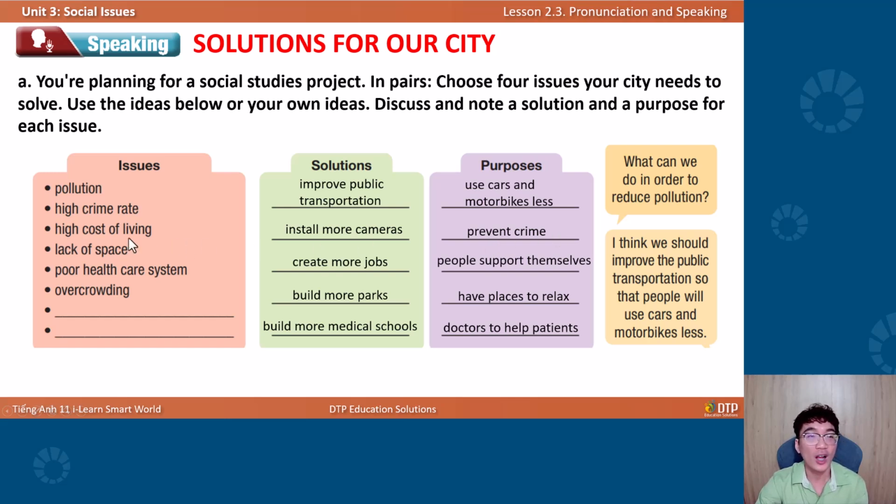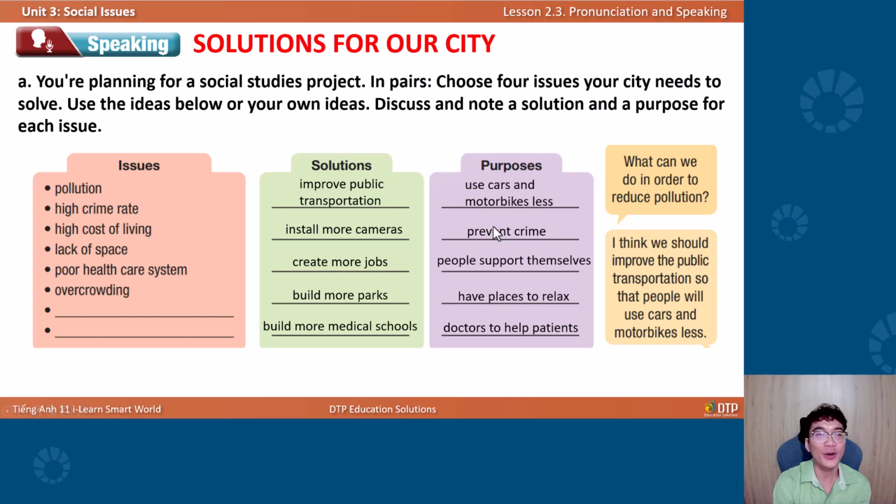So for high cost of living, I think we should create more jobs so that people can support themselves. How about lack of space? I think we should build more parks so that people will have more places to relax. And for poor healthcare system, the solution is to build more medical schools. Why? So that we can have more doctors to help patients. Okay? So now are you ready to try to ask and answer questions from these ideas?